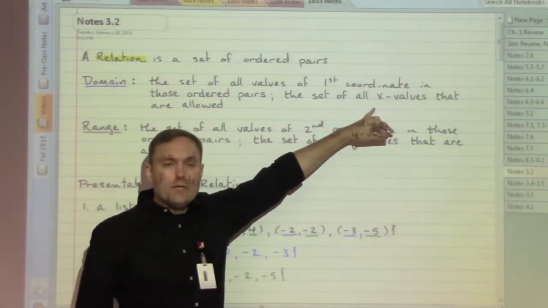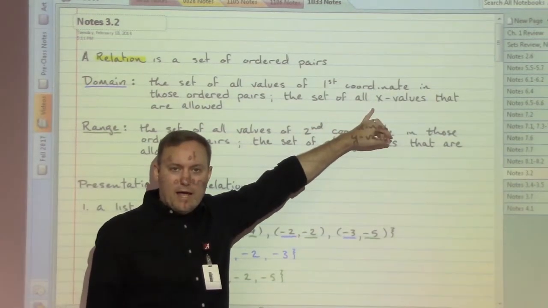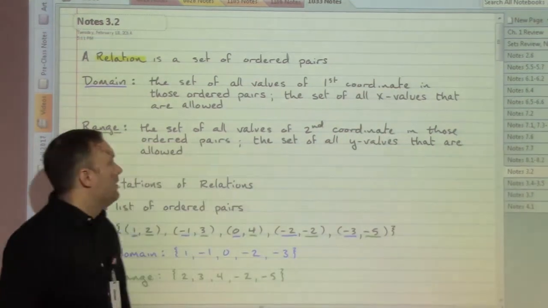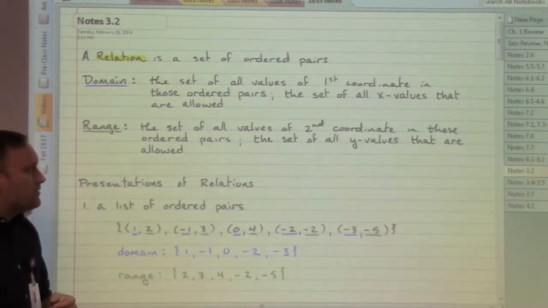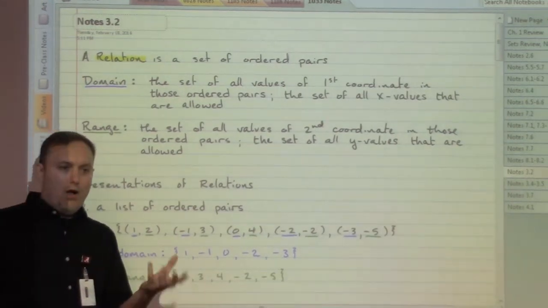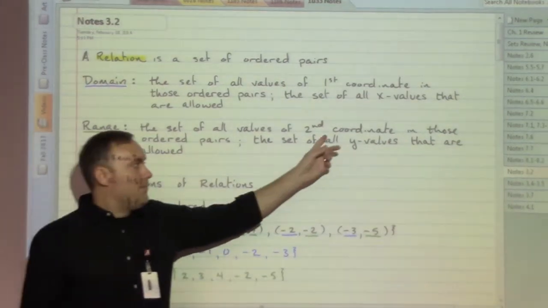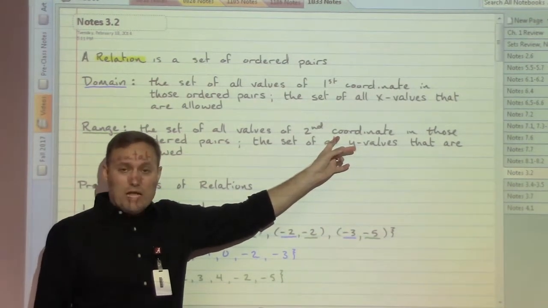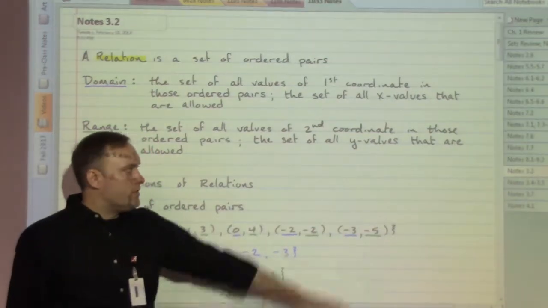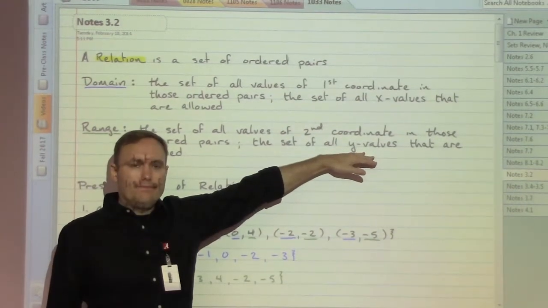Now that's usually referred to by the letter X. Doesn't always have to be, but usually it is. The range would then be all of the values from the second half of our pair. The second half would be the second coordinate, usually referred to by y.